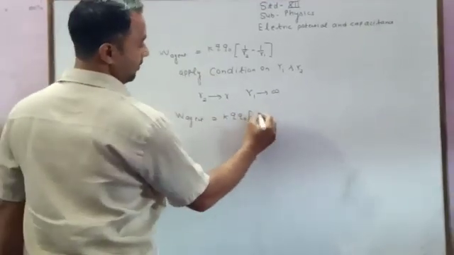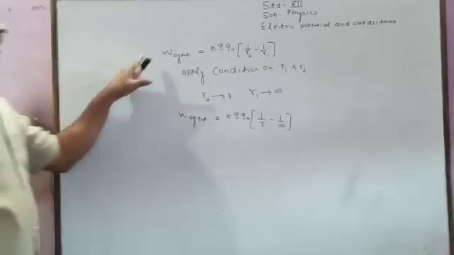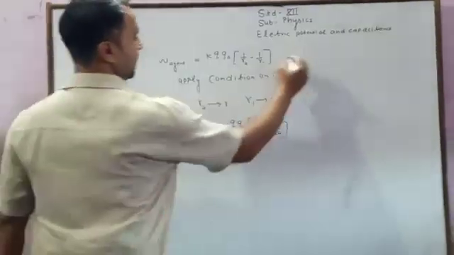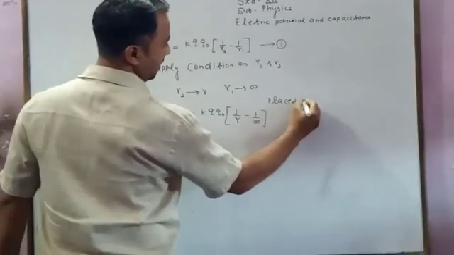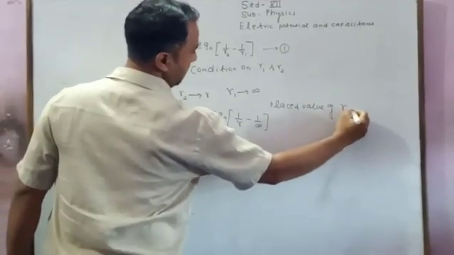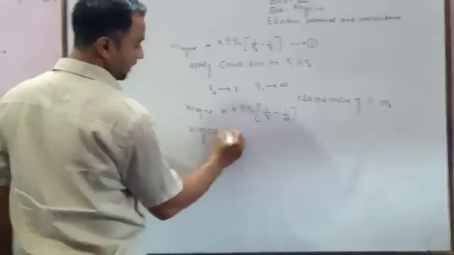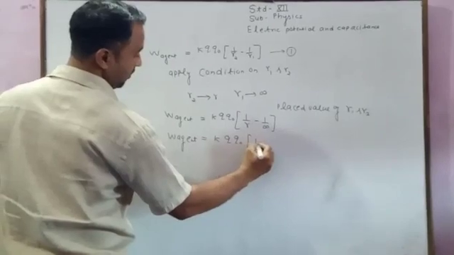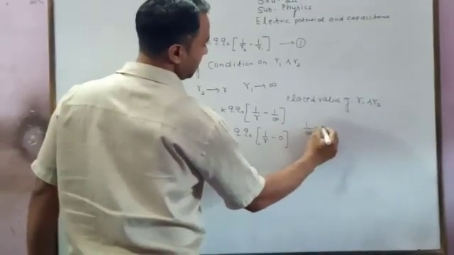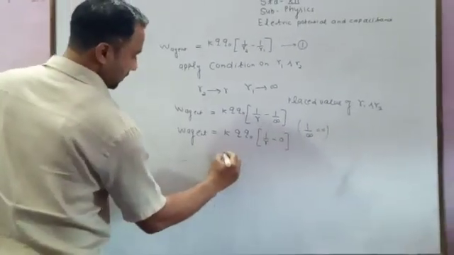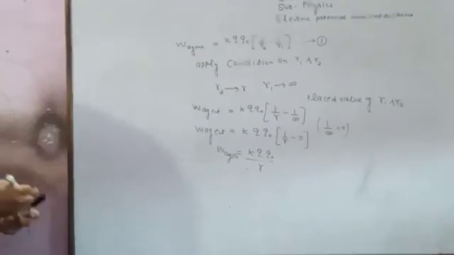So the work done by the agent is equal to Q naught times (1 by R2, meaning R, minus 1 by R1, meaning infinity). This is equation number 1. We place the values of R1 and R2 in this expression. Since 1 by infinity tends to 0, the work done by the agent is Q naught divided by R.